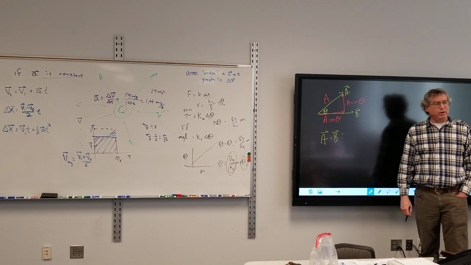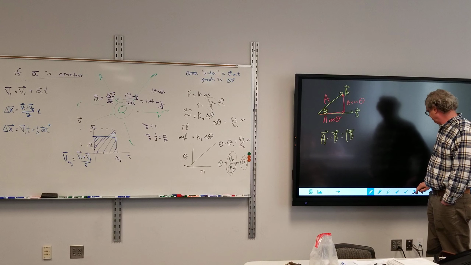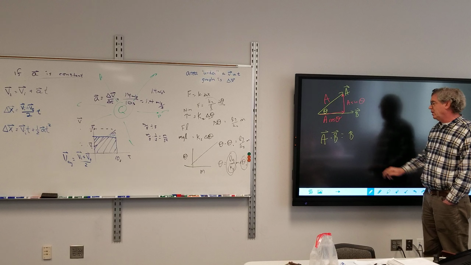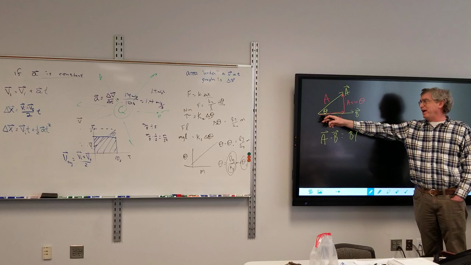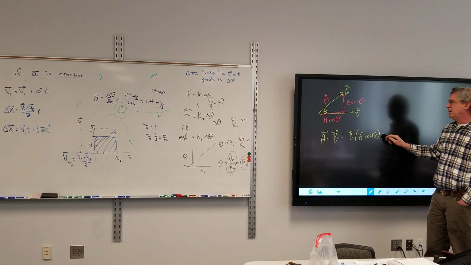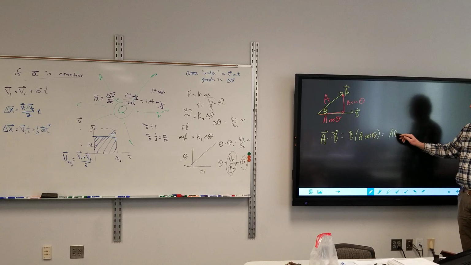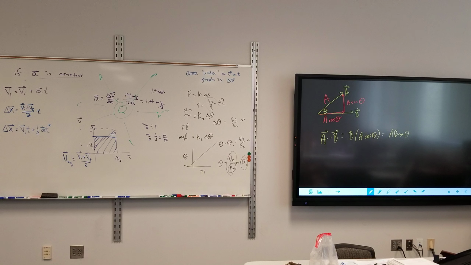I multiply the parallel part, so I multiply the magnitude of B times the magnitude of the part of A that's in the same direction, A cosine theta. So A dot B is just AB cosine theta. So if you get the vectors in polar form, this is the simplest way of doing it.